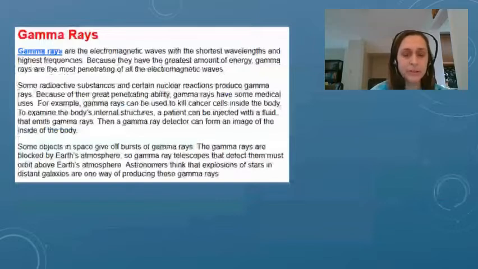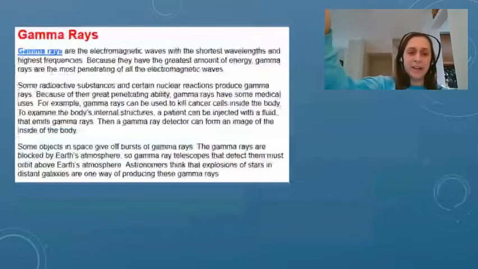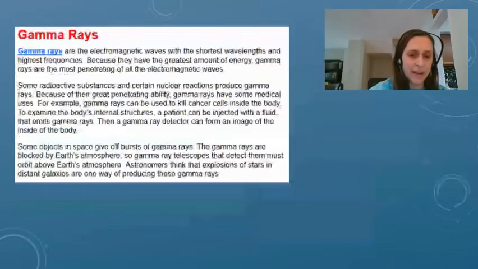You can also use it to examine the inside of the body and form an image that way. It's also used in astronomy, studying objects from outside the atmosphere. So gamma ray telescopes have to be sent outside our atmosphere to collect the gamma rays and see what's going on out there.